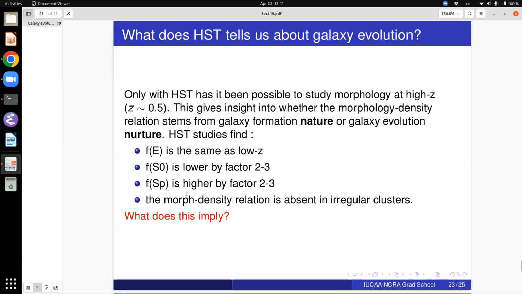Look at the next bullet point also. Something is lower and something is higher by the same factor. What does that imply? Yes. So spiral galaxies are turning into S0s as you go further in time. So this may be exactly this kind of ram pressure stripping operating, which is transforming spirals into lenticulars.